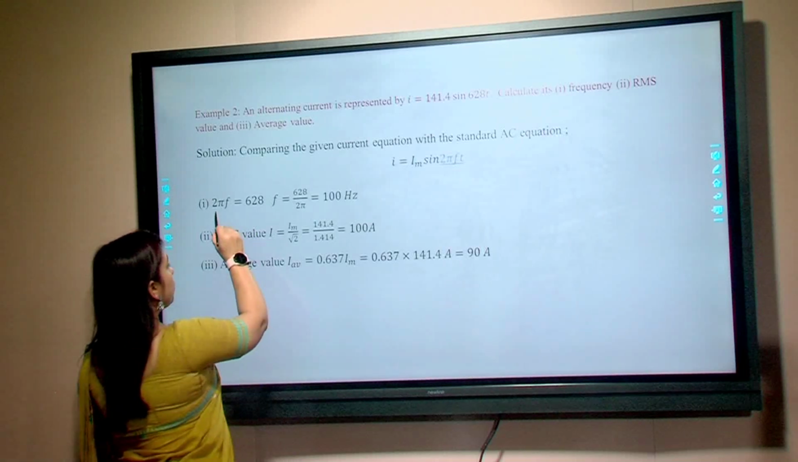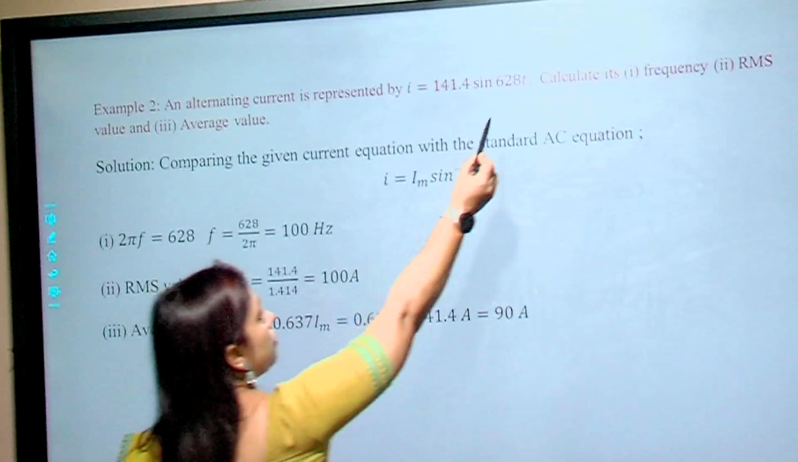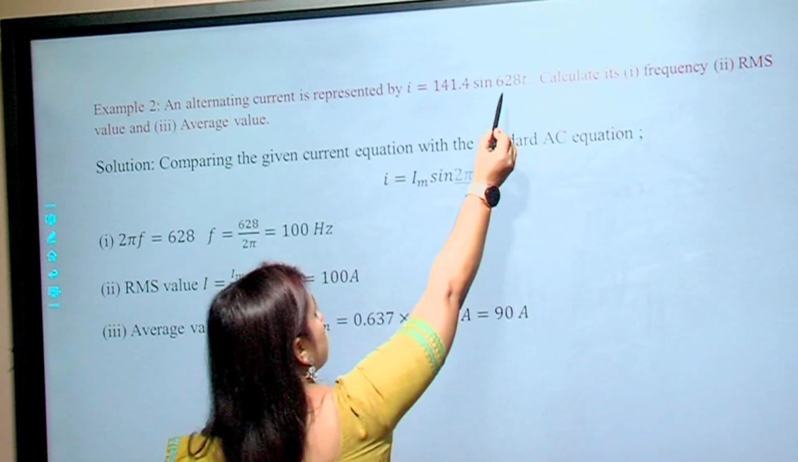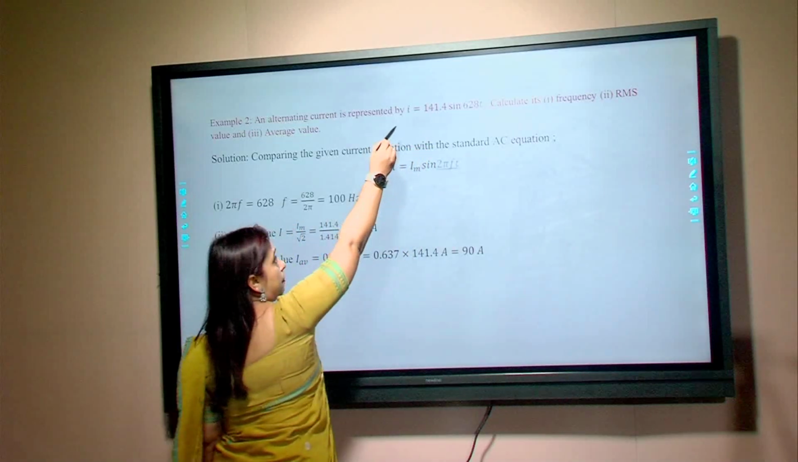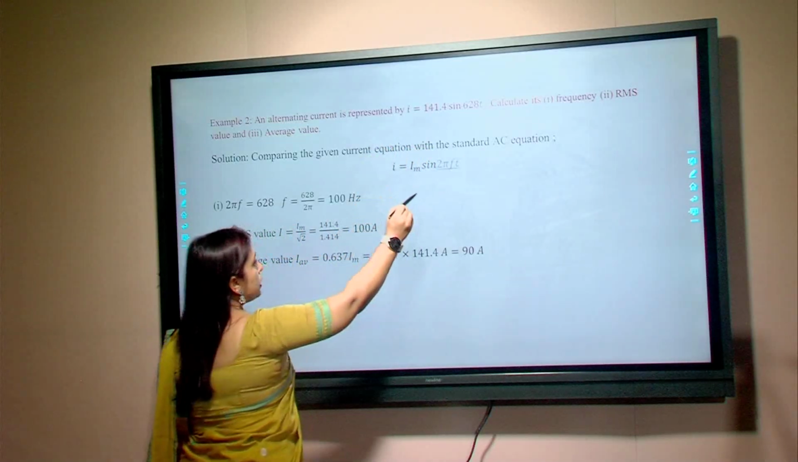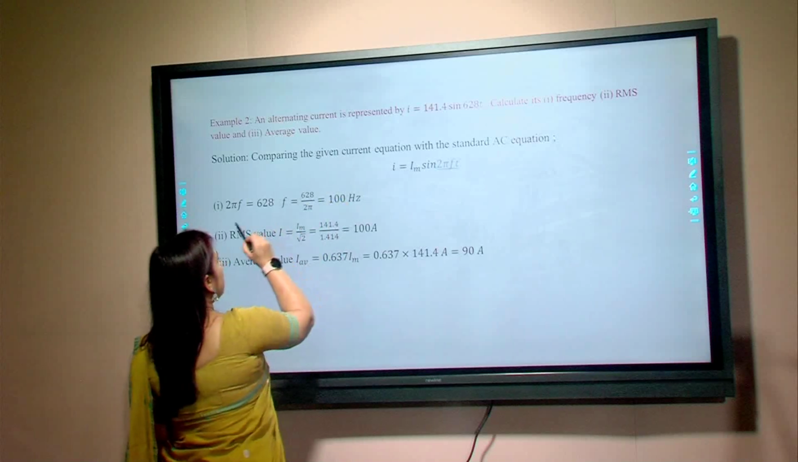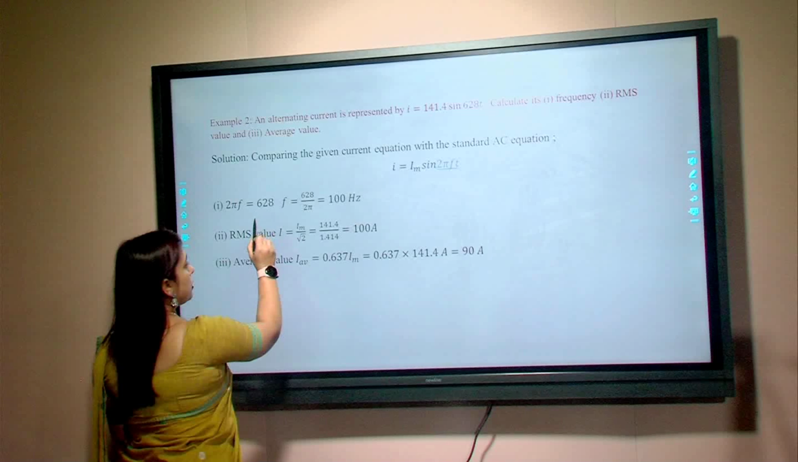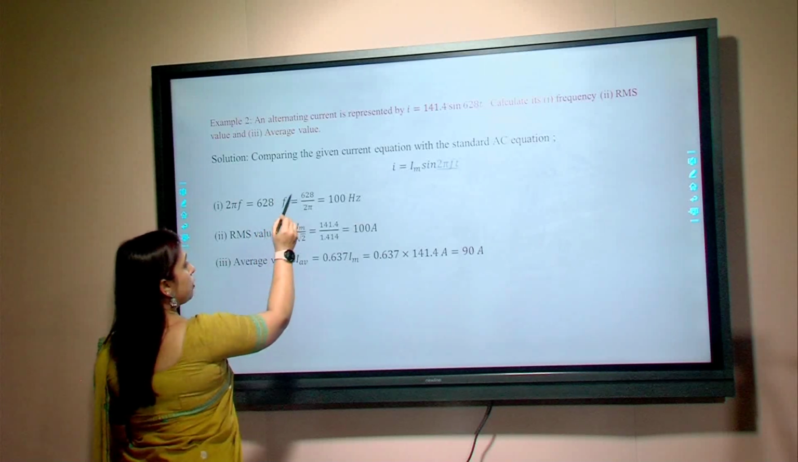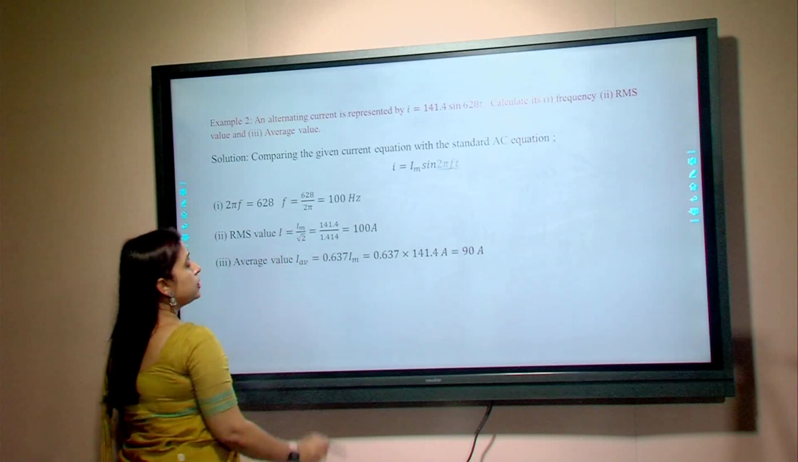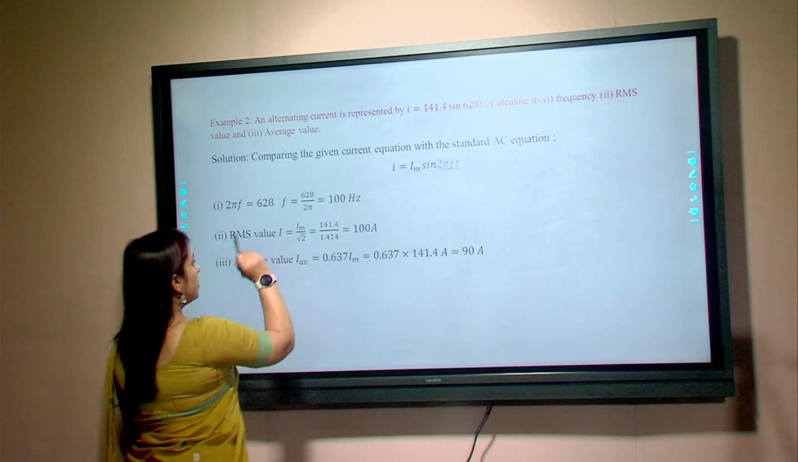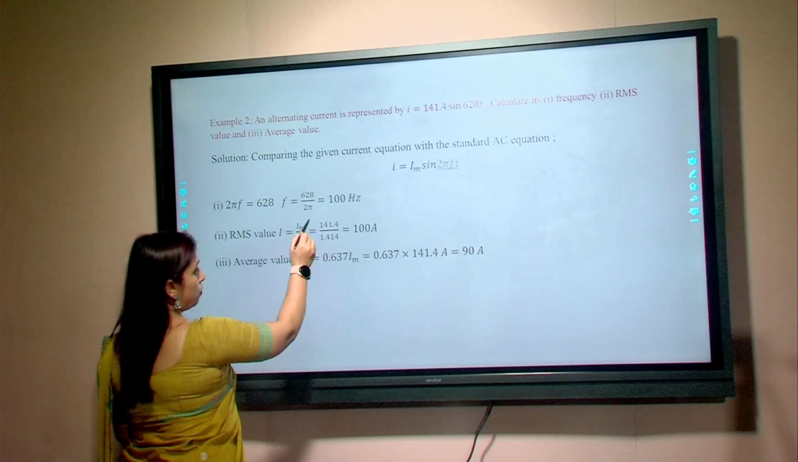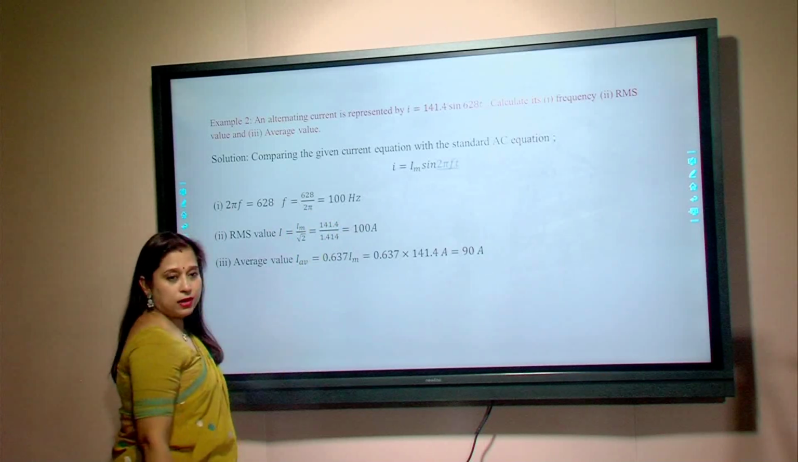For the frequency, we have 2 pi f. We can find the frequency from 628. If we compare these two equations, we see that 2 pi f is equal to 628. Therefore, frequency f is equal to 628 divided by 2 pi. So the answer is 100 Hertz.